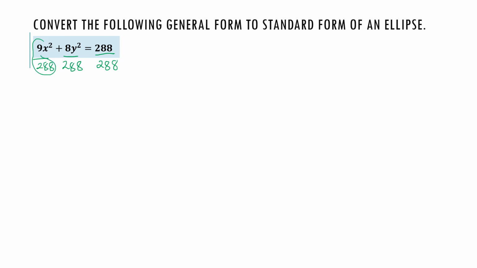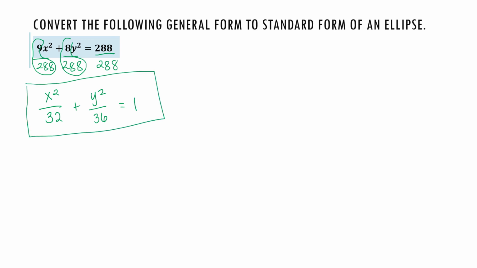9 over 288 is 1 over 32 times x squared. So we have x squared over 32. Next, lowest term. 8 over 288. This is 1 over 36 times y squared. We have y squared over 36 equals 288 divided by 288 is 1. So this is the standard form of the equation.